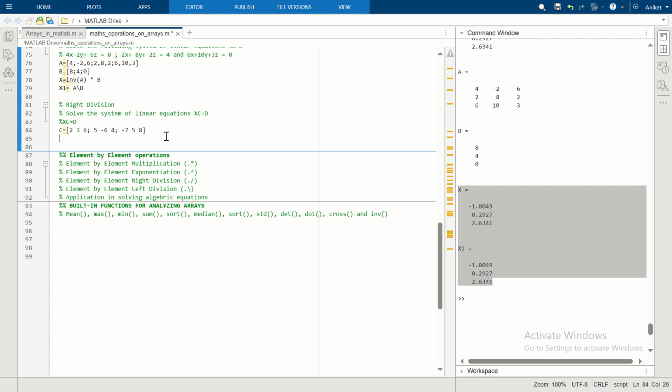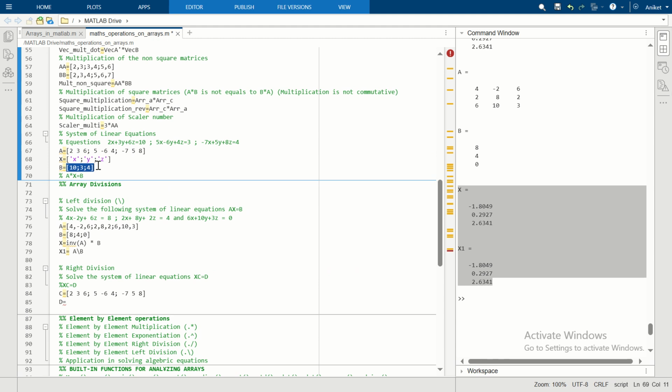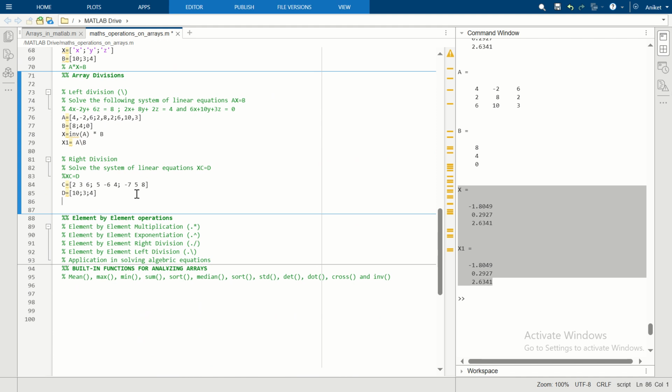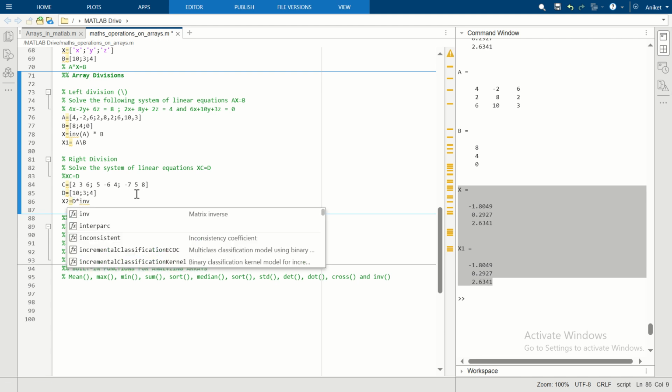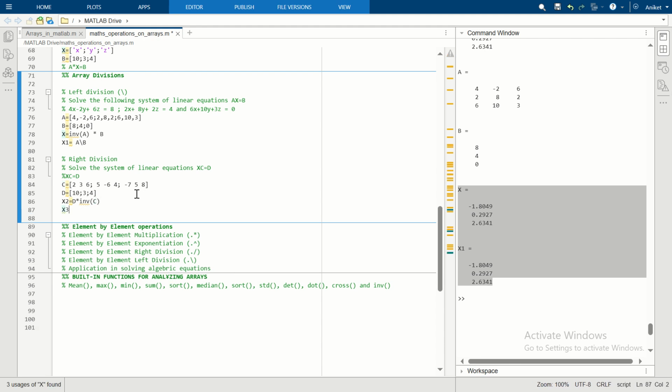Okay, and we have a d is equal to, we'll copy this thing from here and d. Now what we want is a right division, so we calculate x2 is equal to d star inverse of c. Okay, and then we will calculate x3 is equal to d right division c. Okay, I will check this thing.